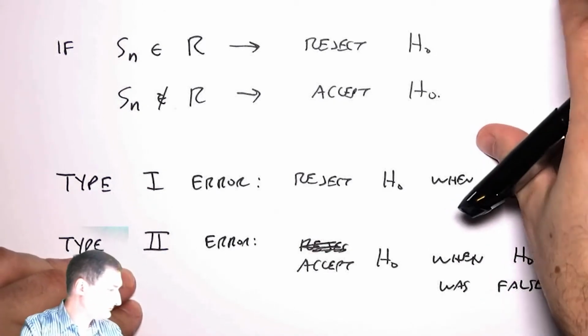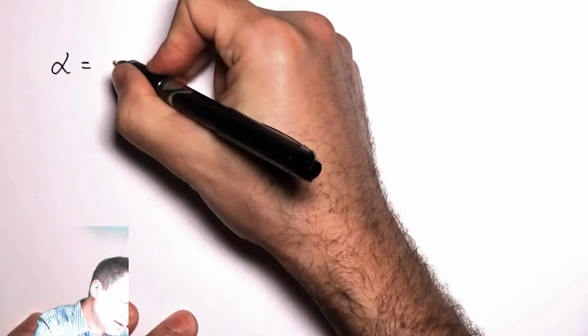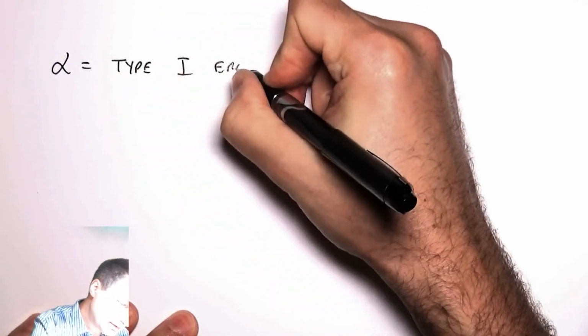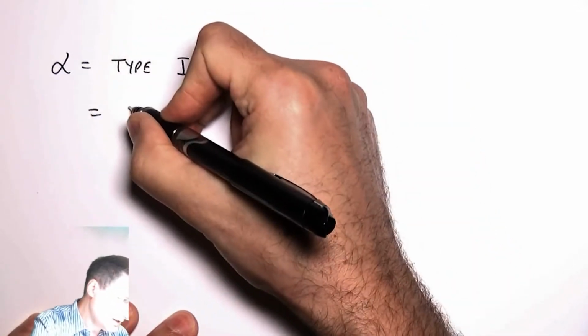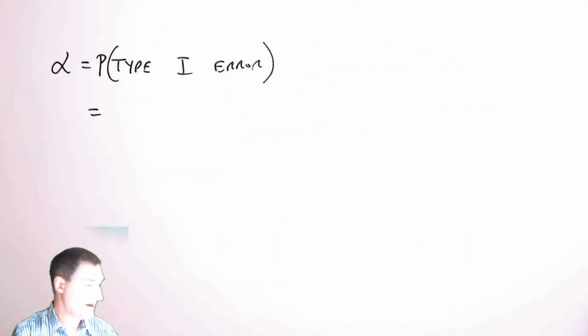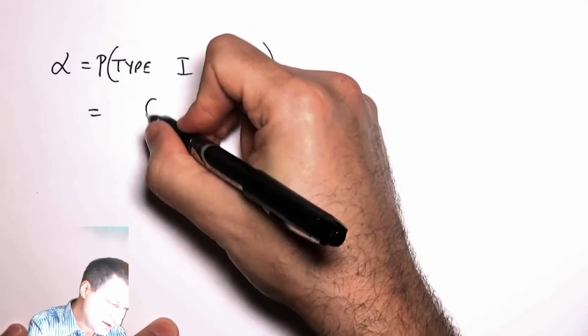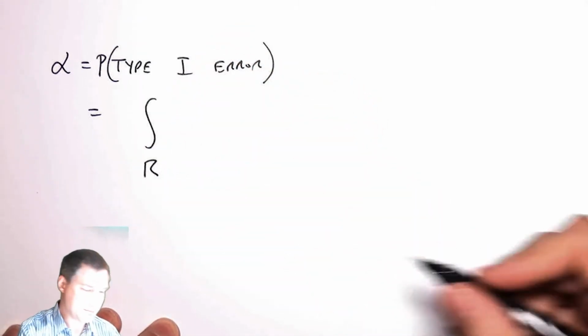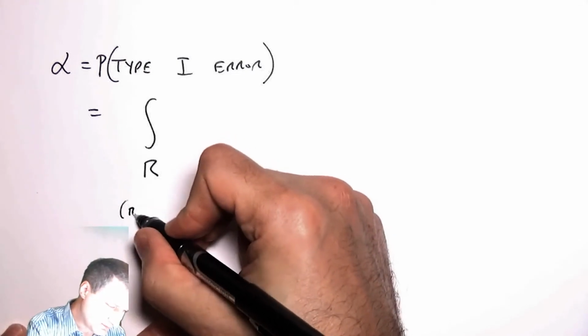So let me be precise. It's like saying alpha is going to be basically our type 1 error, which is, well, I guess alpha is the probability of a type 1 error, right? And I can evaluate that by saying, okay, if I have some region where I reject the null hypothesis, right? This is like the rejection region.